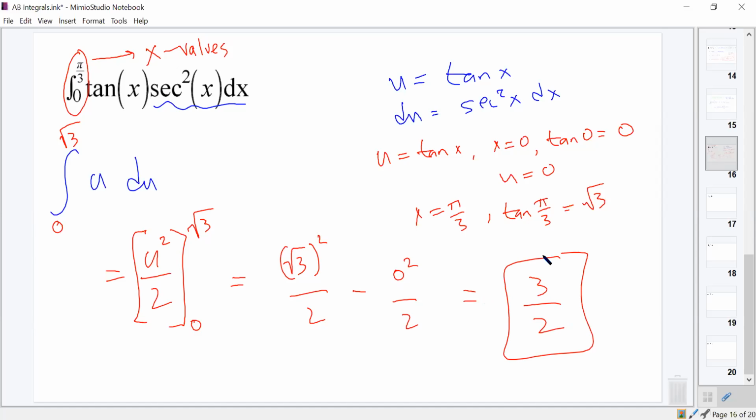Good or no? Right, how did you get u squared over 2? I just integrated u. That's okay. u to the first power, so it goes up to u to the second and divide by 2. Any issues there or no?